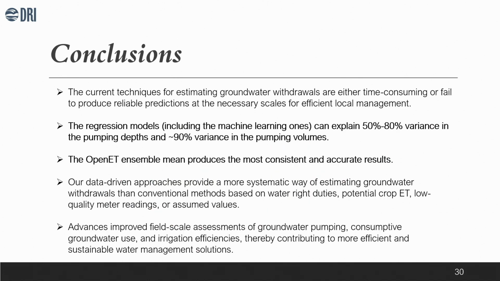And so coming to the conclusions, the main conclusion is that the regression models, including the machine learning ones, can explain 50 to 80% variance in the pumping depths and 90% variance in the pumping volumes. And the OpenET ensemble produces the most consistent and accurate results. And also, our approach is providing a more systematic way of estimating groundwater withdrawals than conventional methods based on water right duties, potential crop ET, low quality meter readings, or assumed values.